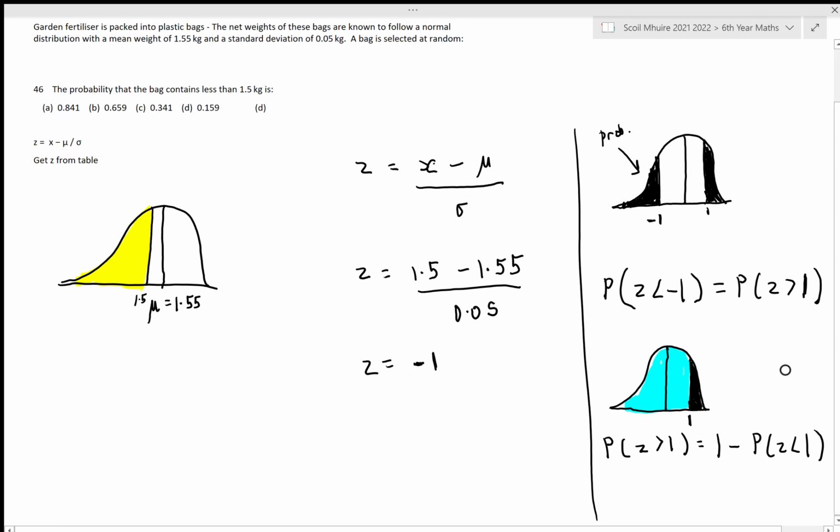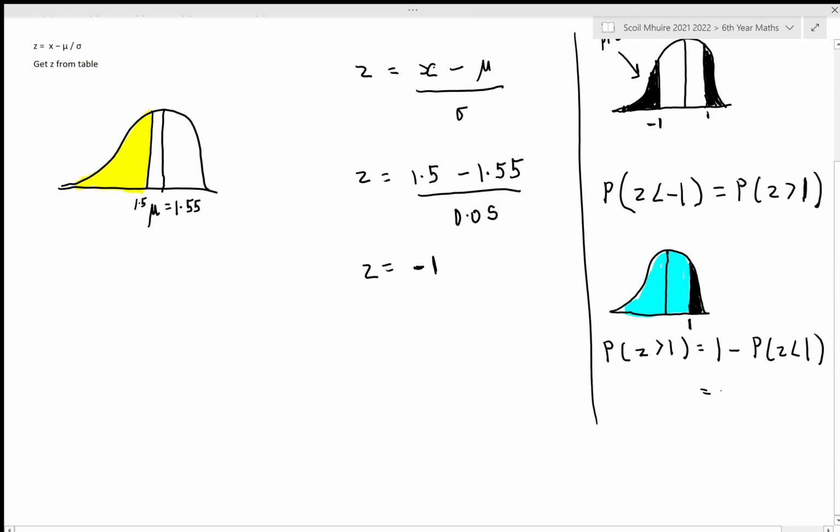All right, so from there, we just go straight to our tables and find the probability where Z is less than 1. Okay, so that is 0.8413, and then 1 minus 0.8413 gives us a probability of 0.1587.